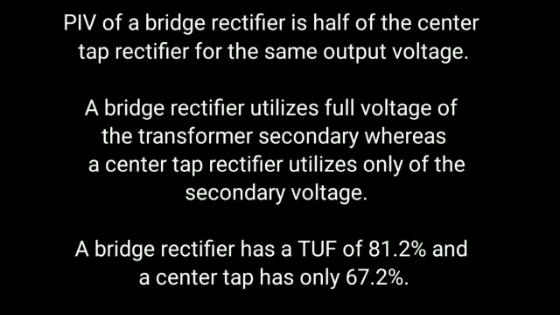A bridge rectifier utilizes full voltage of the transformer secondary, whereas a center tap rectifier utilizes only half of the secondary voltage. A bridge rectifier has a TUF of 81.2% and a center tap has only 67.2%.